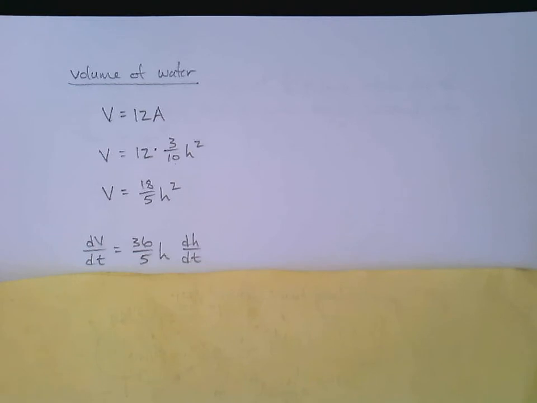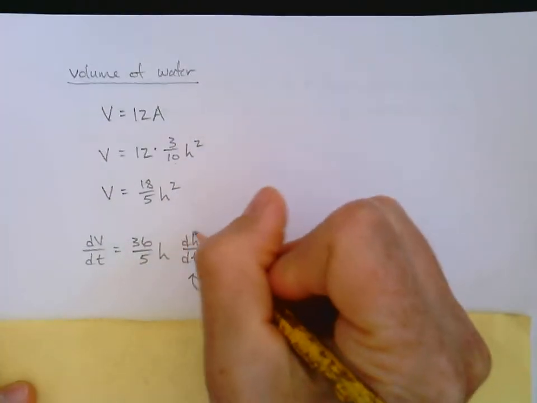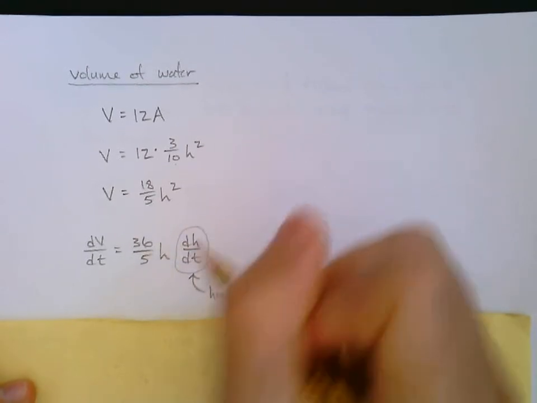Once you have your related rates equation, now we know how fast the volume of water is changing in terms of how fast the height is changing. Okay, now which derivative are they asking about? Of course, it's the dh over dt, because that describes how fast the water level is rising. So this is the number we want in the end.